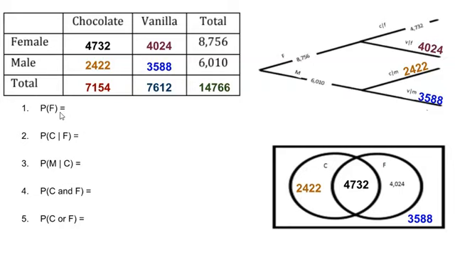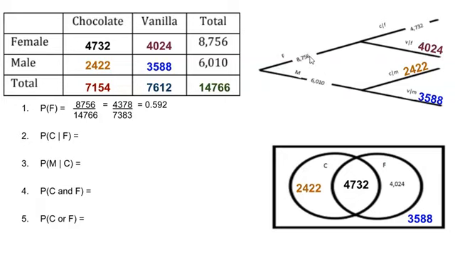The probability that, given the person took a survey, they are female would be 8,756 over 14,766, which would reduce to this fraction, and then as a decimal would be 0.592. So that's really, I think, easy to see from the two-way table, because you find your numerator and denominator very quickly in one representation.